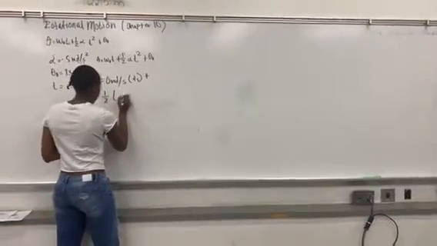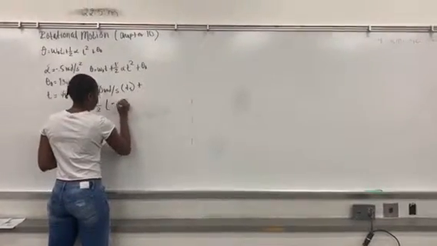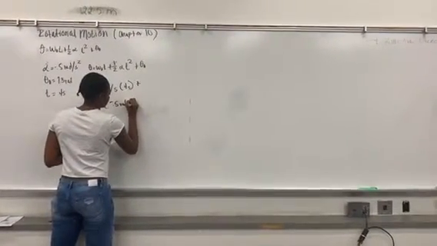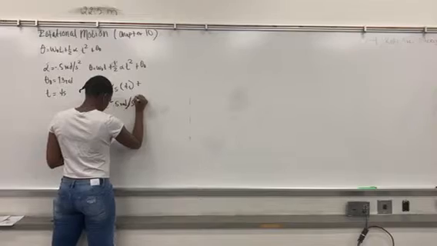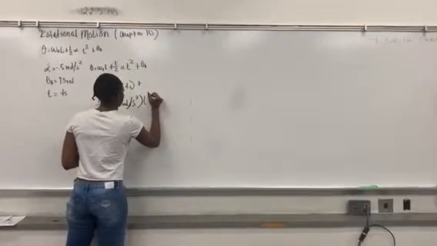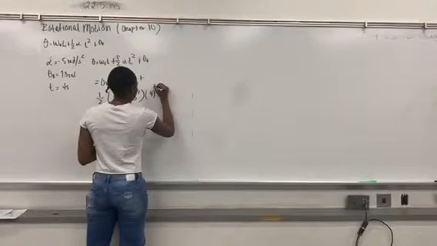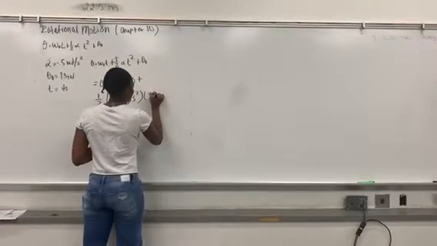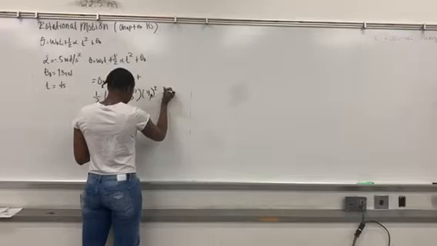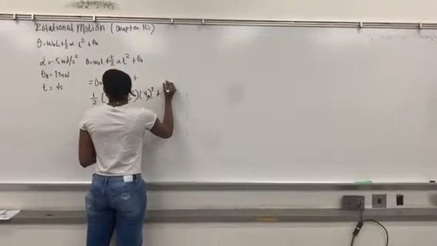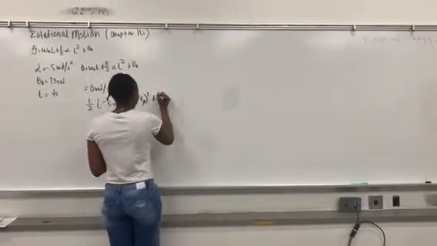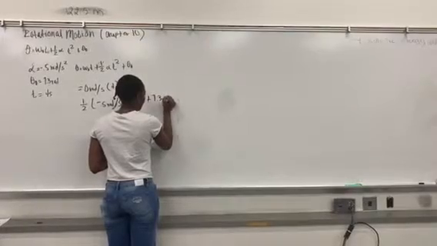So 1/2 times our alpha, which is negative 0.5 radians per second squared, times our time, which is the 4 seconds. And this time we're going to square it. And then plus our theta naught, which is 7.3 radians.